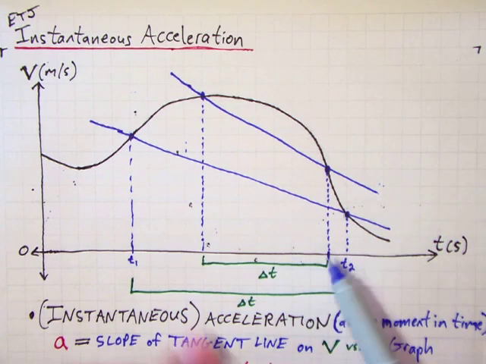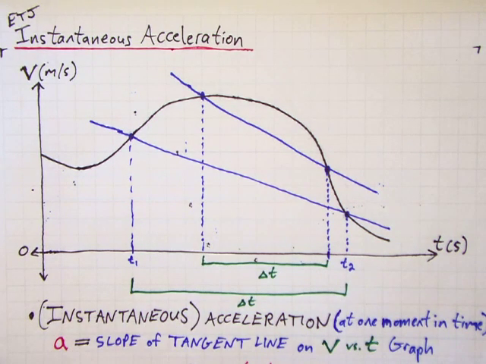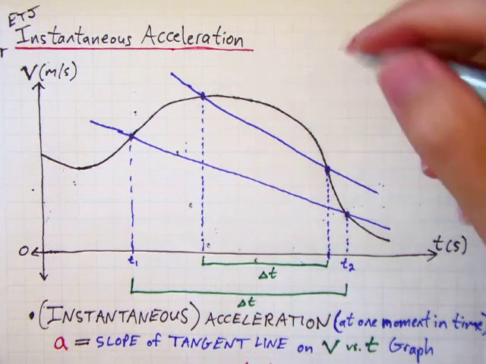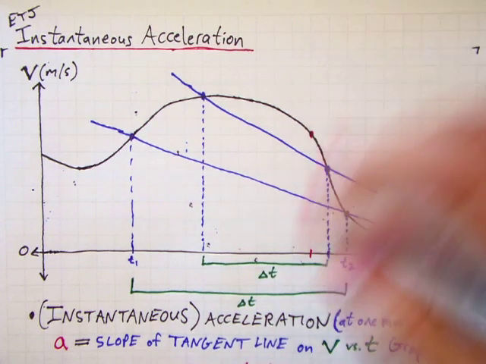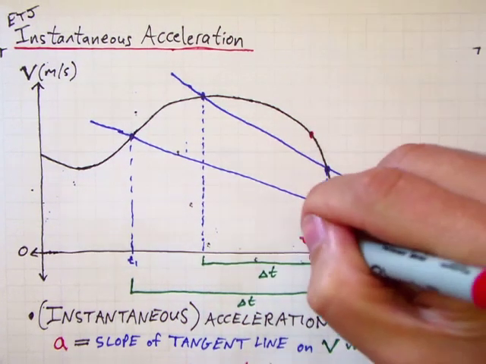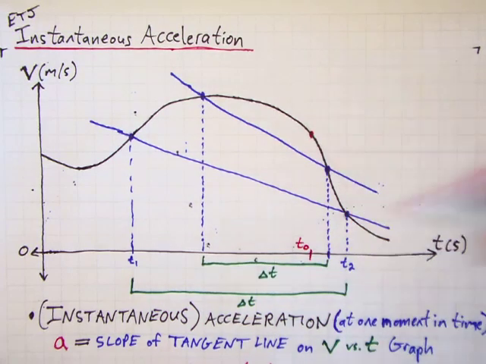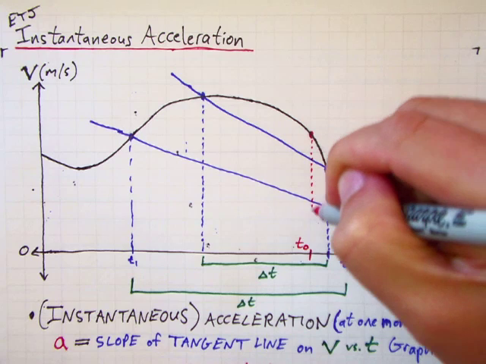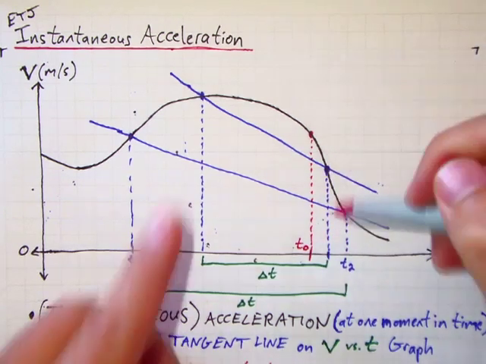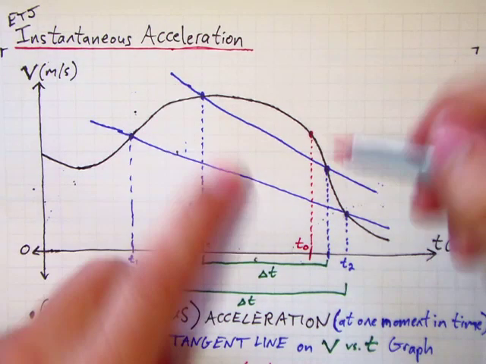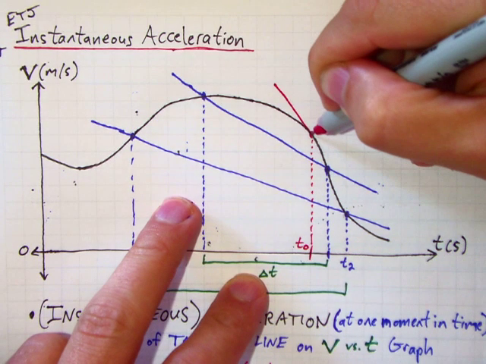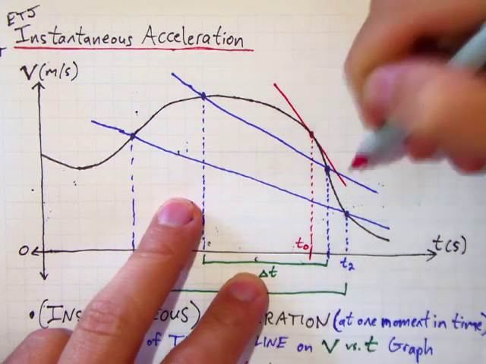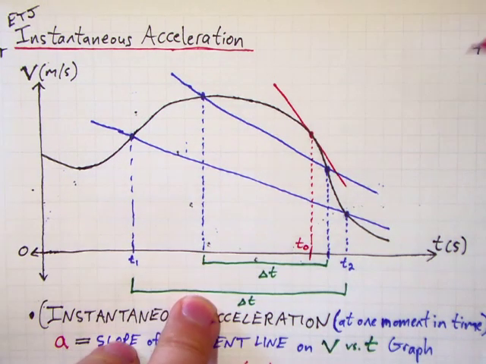All right, and I could continue to shrink that time interval, bring these two events closer and closer until they met, until I reached a single moment right here. I'll call it t naught. That's zero. We should say naught. Bring those two events closer together, and the line connecting them becomes what we call the tangent line, the line that just touches the graph at that one moment.